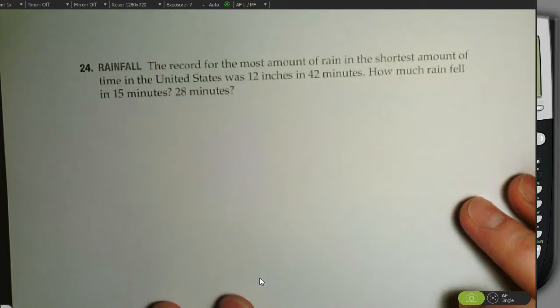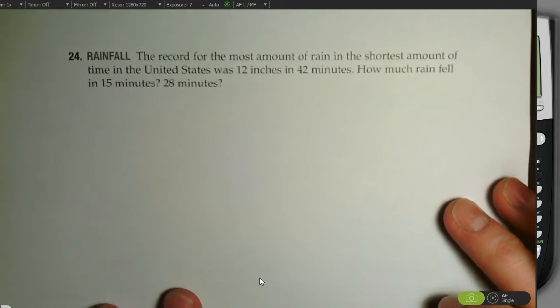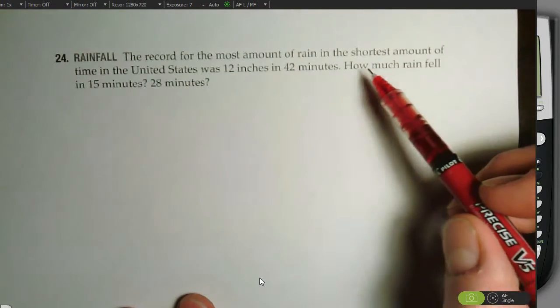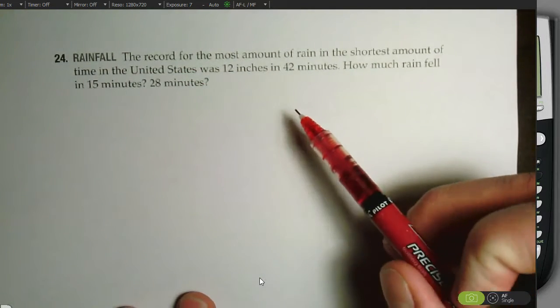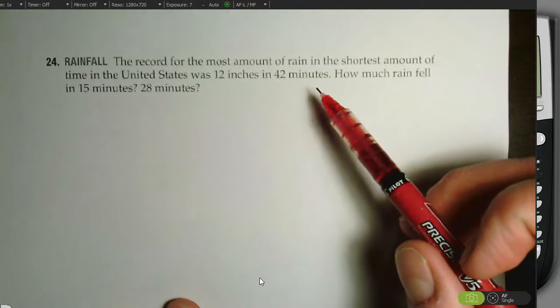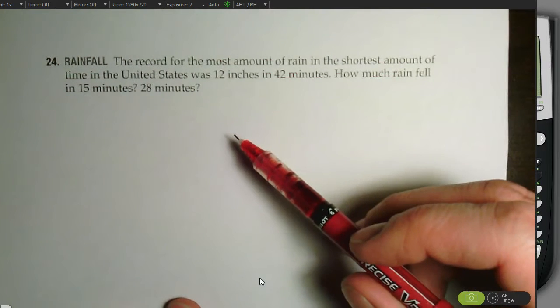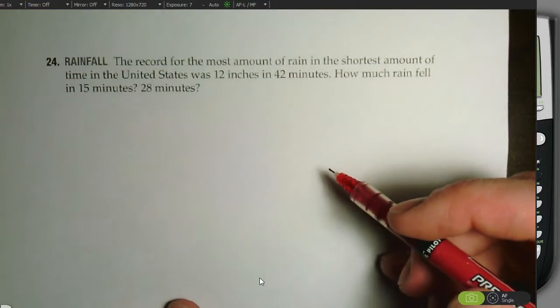Good word problem. Rainfall. Oh, sorry, pull this up here. So this is 24 from homework. Rainfall. The record for the most amount of rain in the shortest amount of time in the United States was 12 inches in 42 minutes. How much rain fell in 15 minutes and in 28 minutes?